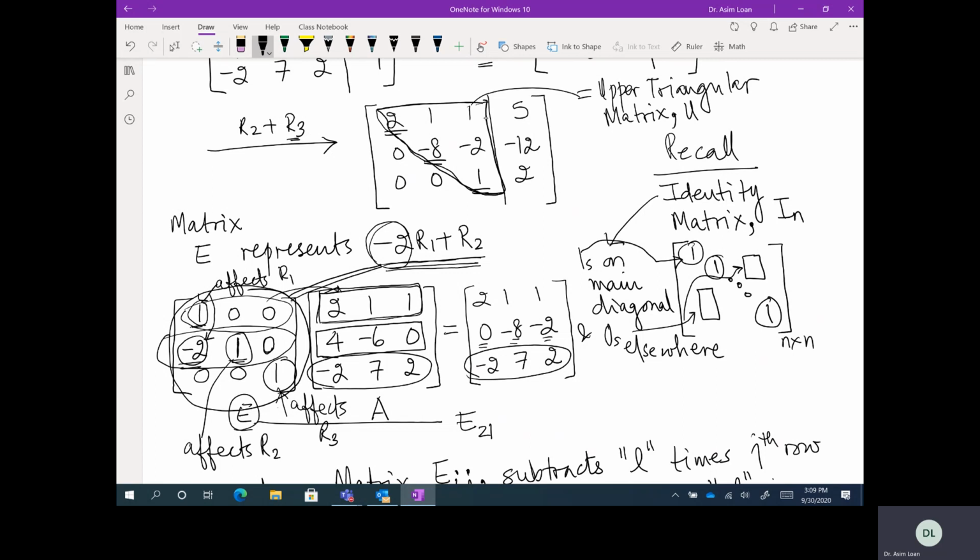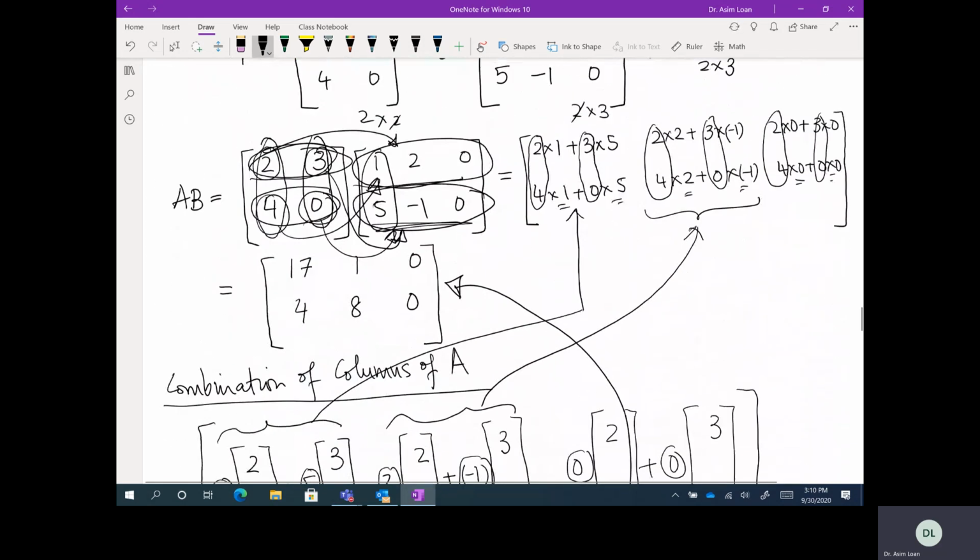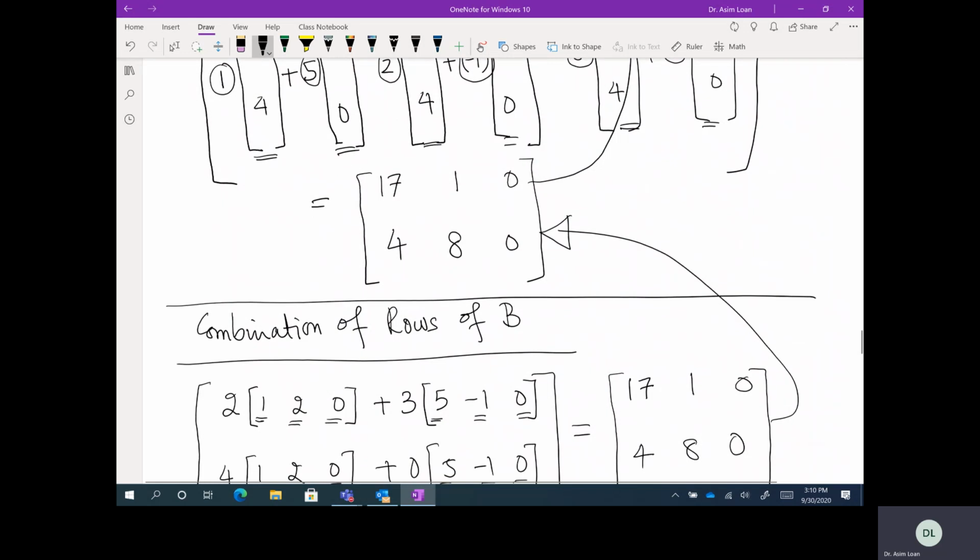So we have done some operations on A so that we have reached U, right? Upper triangular matrix simply means the elements below the main diagonal are 0. If the elements below the main diagonal are 0, this is an upper triangular matrix. If it is the reverse, then it's a lower triangular matrix. So when we do row operations, we get an upper triangular matrix.